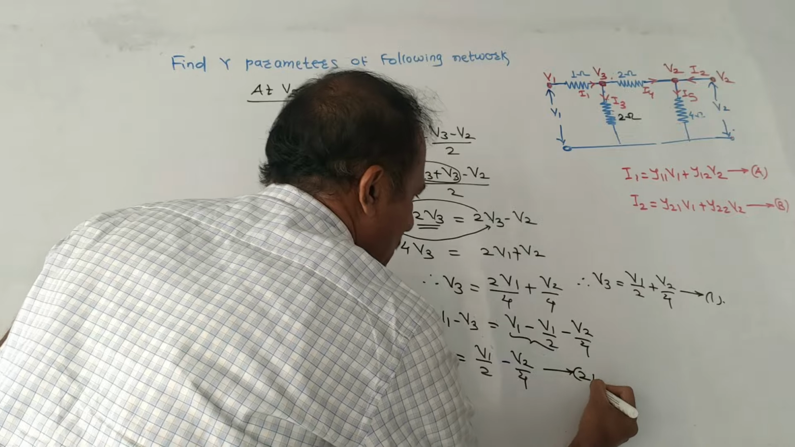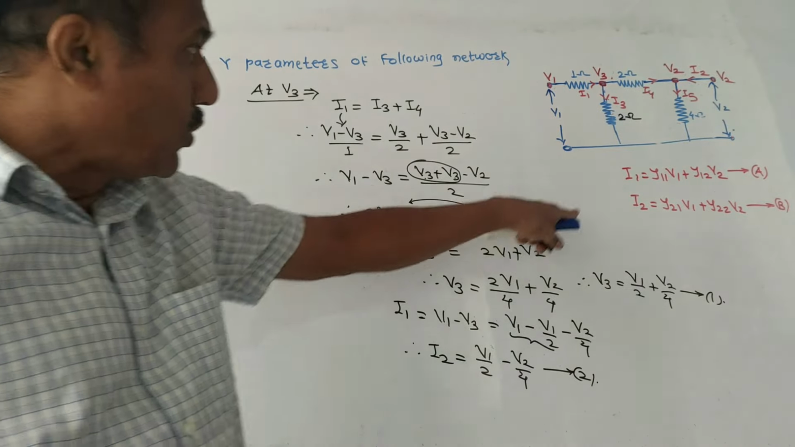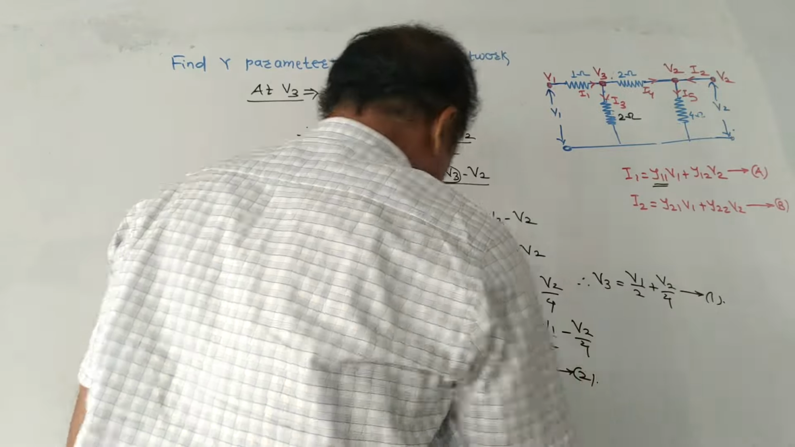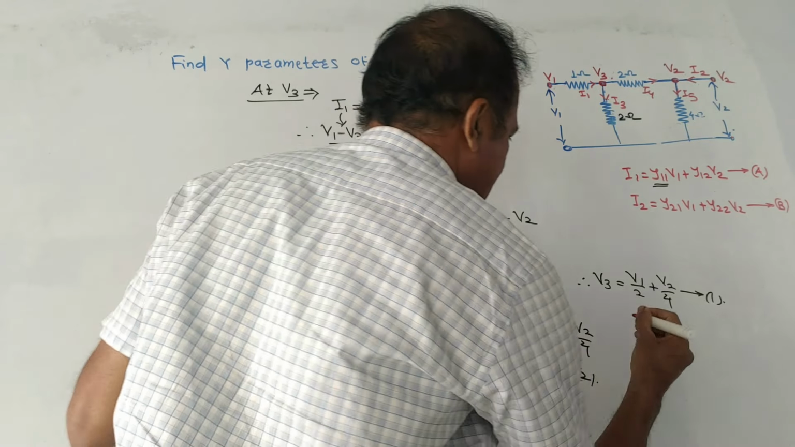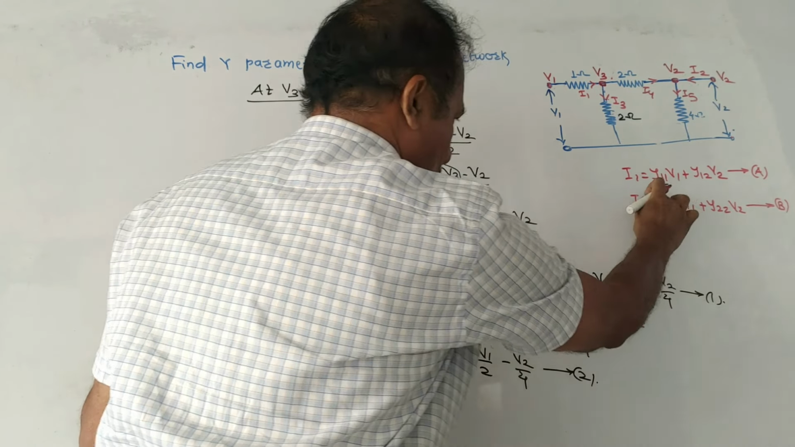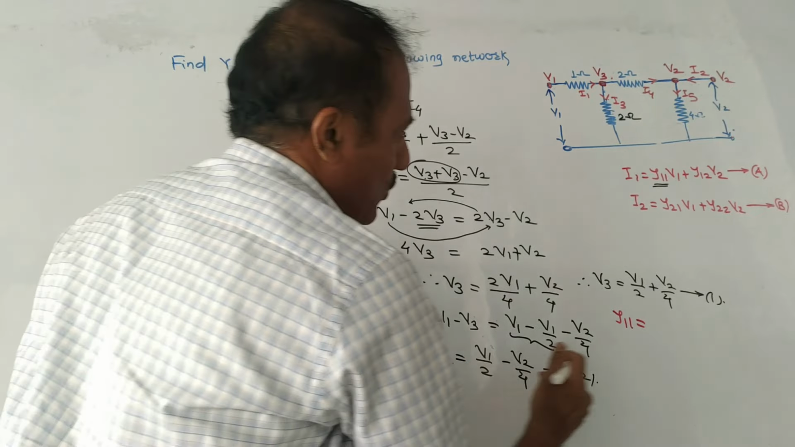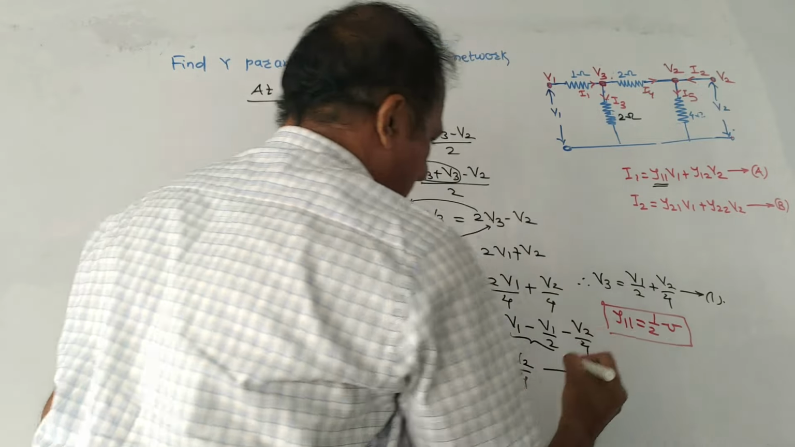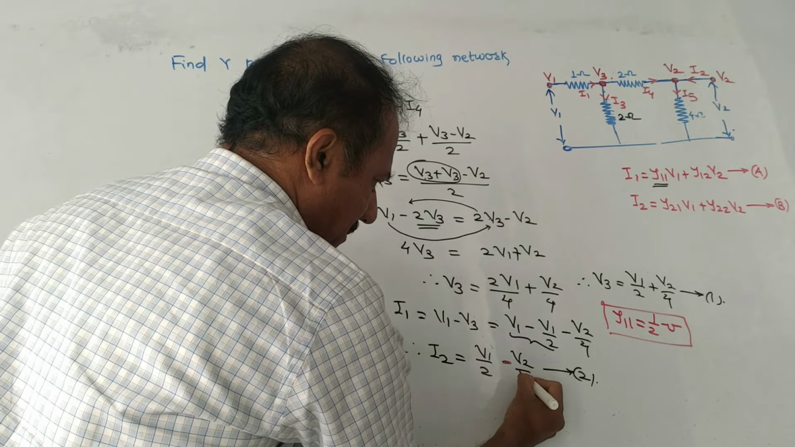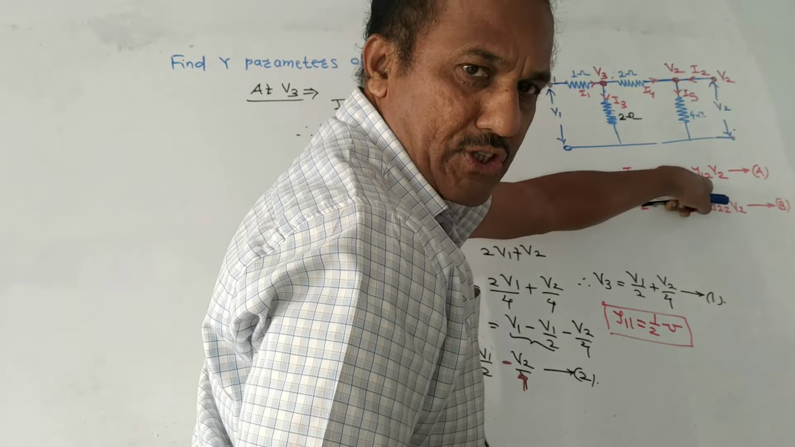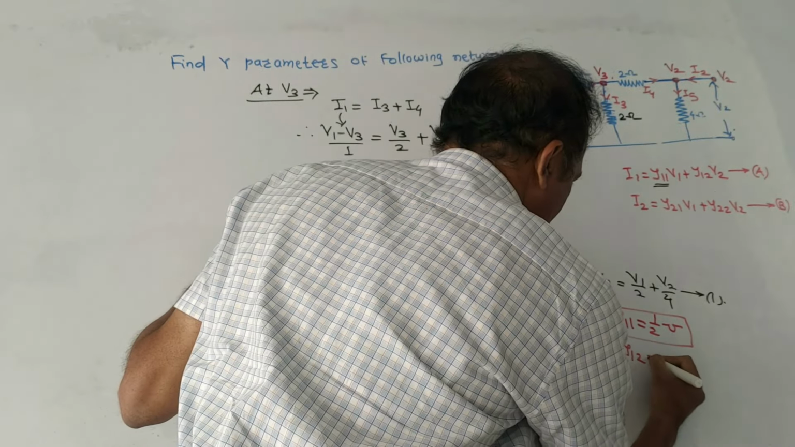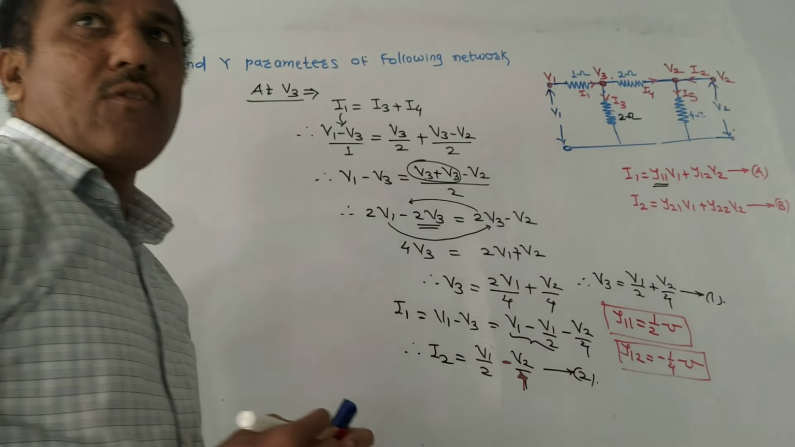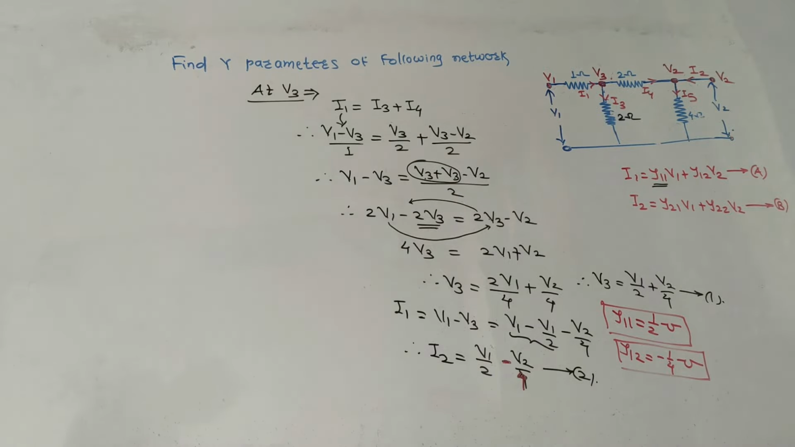Say equation number 2. Now compare this equation 2 with reference equation A. Here the term is y11, so I can directly write the answer of y11 as the coefficient of V1, that is 1 by 2, so y11 is 1 by 2 mho. Second parameter, this term is minus 1 by 4 and this coefficient is y12, so I can write y12 is equal to minus 1 by 4 mho. These are the answers of the first two y parameters.